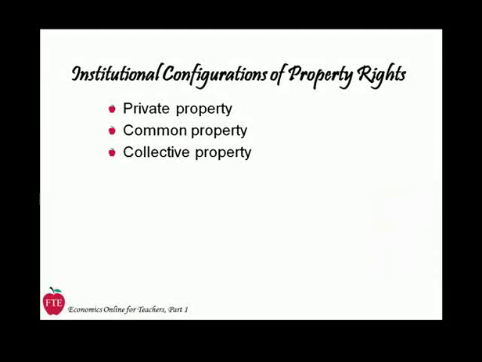So, when we think of property rights in institutional terms, economists generally recognize three sets of rules of the game, or three institutional configurations to that bundle of sticks: private ownership, common ownership, and collective ownership. Each of these sets of rules of the game creates incentives that shape how people use their property.